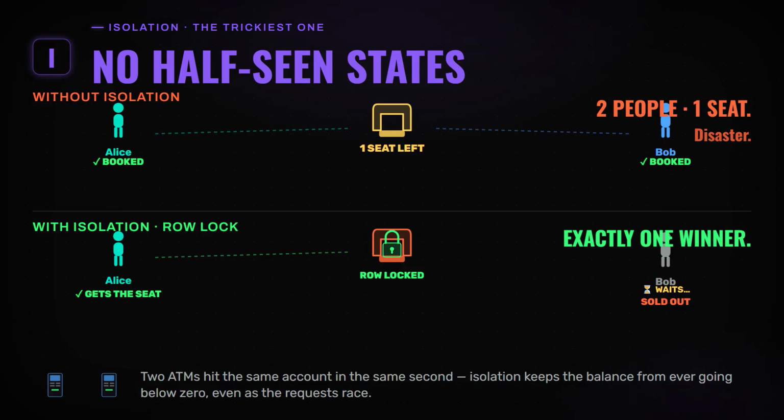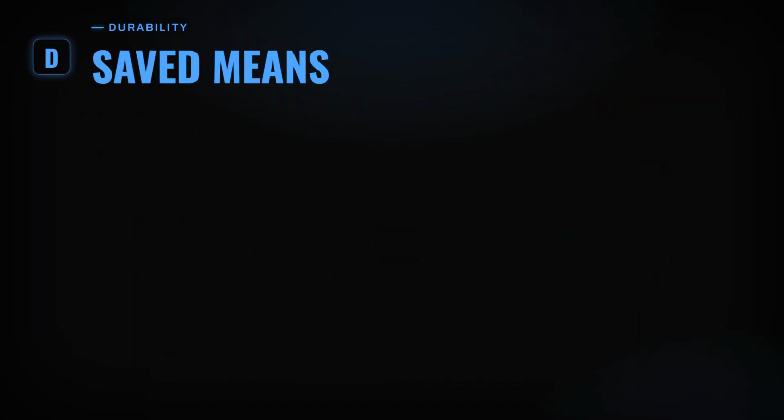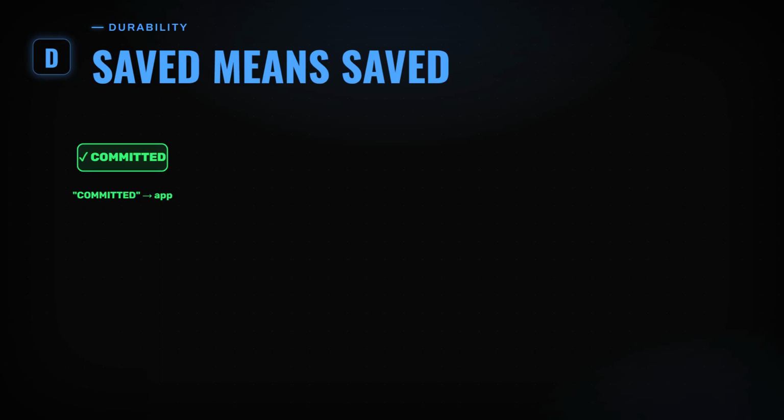Exactly one winner. The bank version of this is 2 ATMs trying to withdraw from the same account at the same second. The database makes sure your balance can't go below 0, even when requests race each other to the database. Durability. Saved means saved.